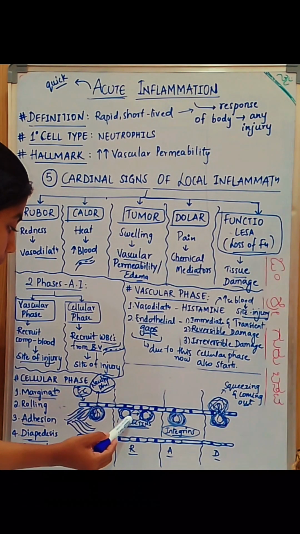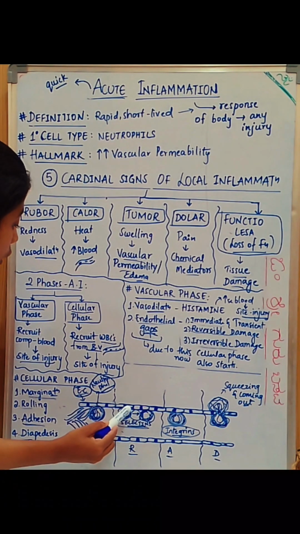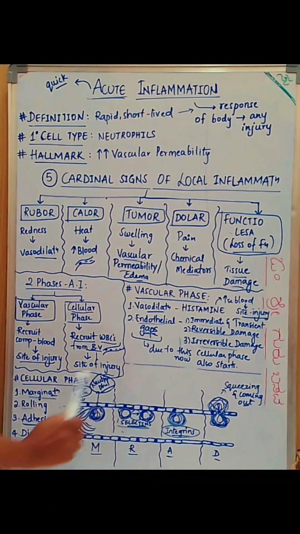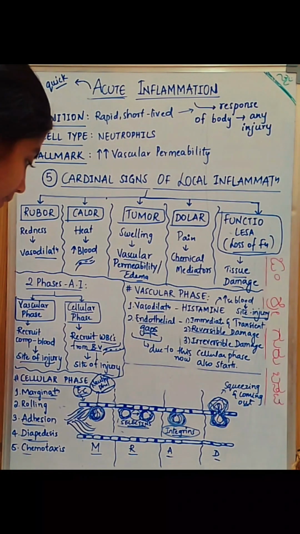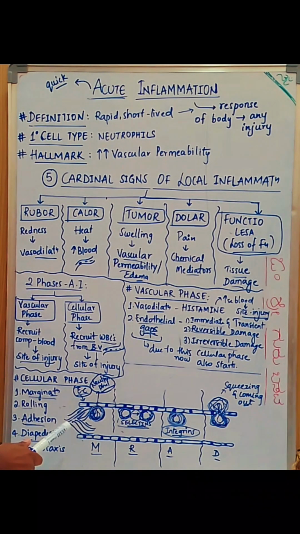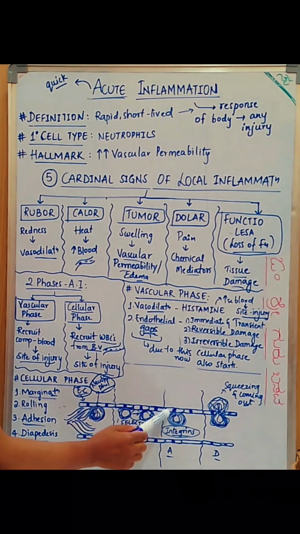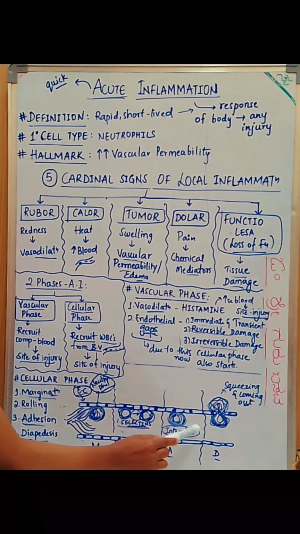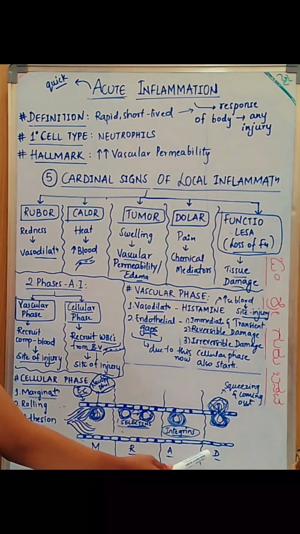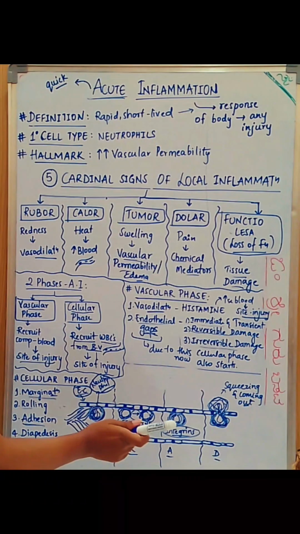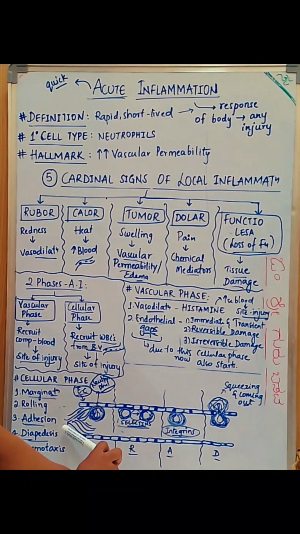Next is rolling. In this, the neutrophils roll slowly along the endothelial walls. This is due to the selectins. Next is adhesion. Here, the neutrophils firmly get adhered to the endothelial walls. This is due to the integrins. Next comes the diapedesis. Diapedesis is the squeezing and coming out of the neutrophils out of the blood vessel. So these are margination, rolling, adhesion, diapedesis.